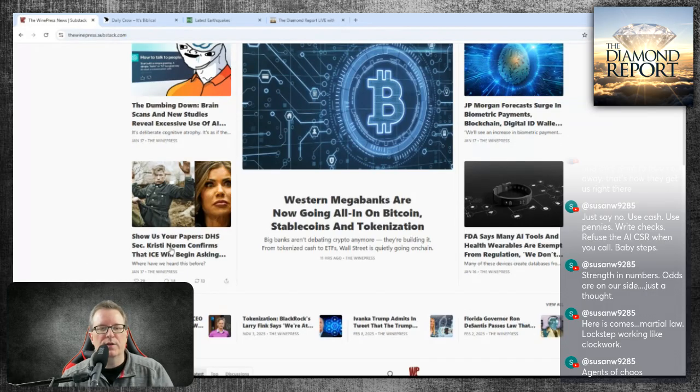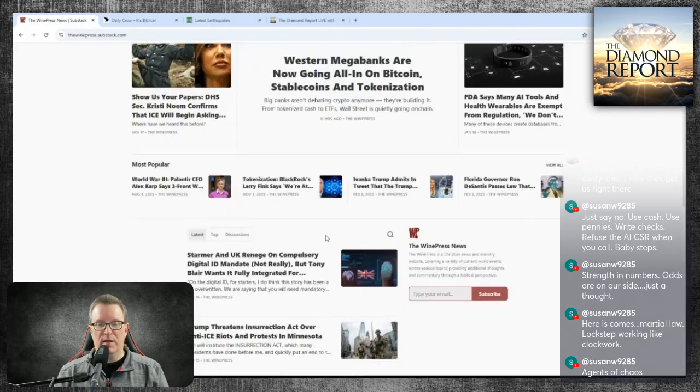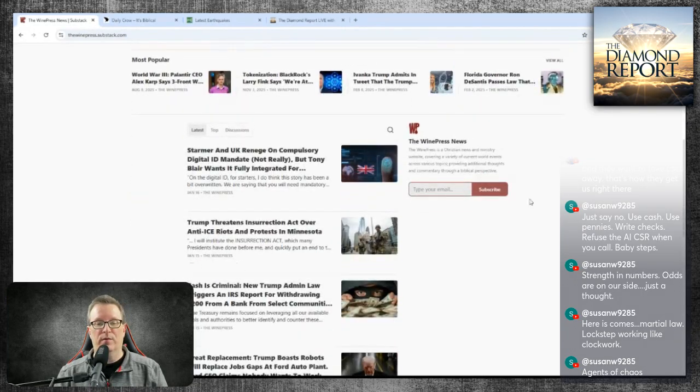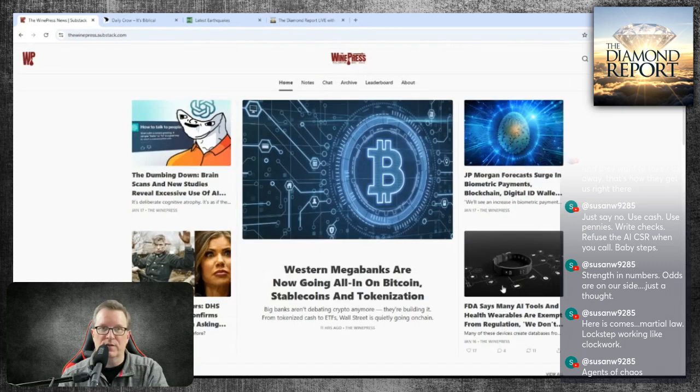DHS Secretary Kristi Noem confirms that ICE will be asking for people's papers. Yes, but it's illegal, so they're asking. Now, there may be some Americans who get asked too. I won't debate that. But remember, the problem was created mostly by the Biden administration, letting in all of the millions and millions and millions of illegals. How are we going to find them?